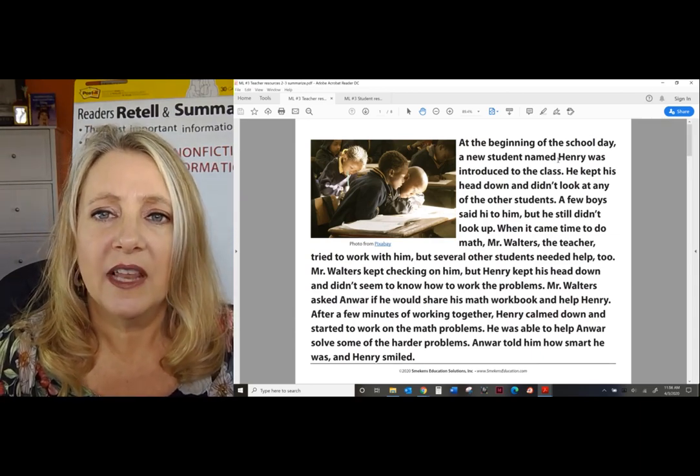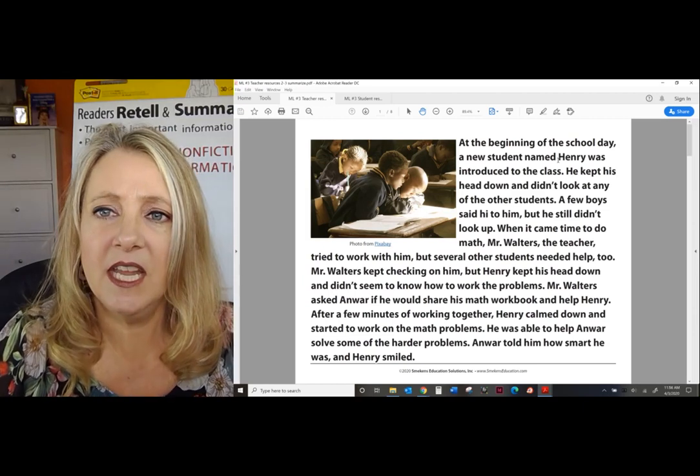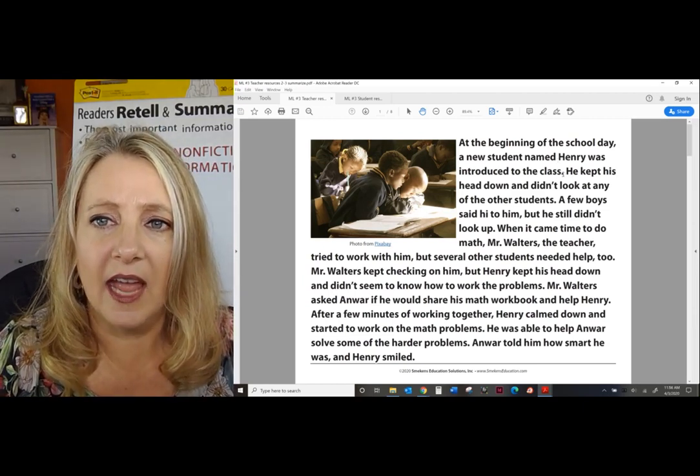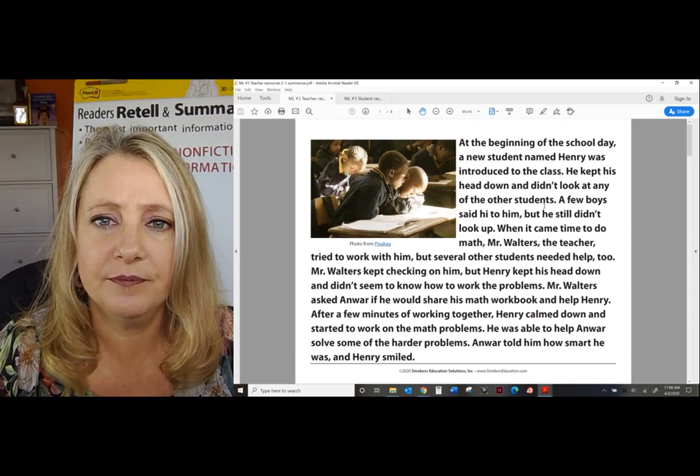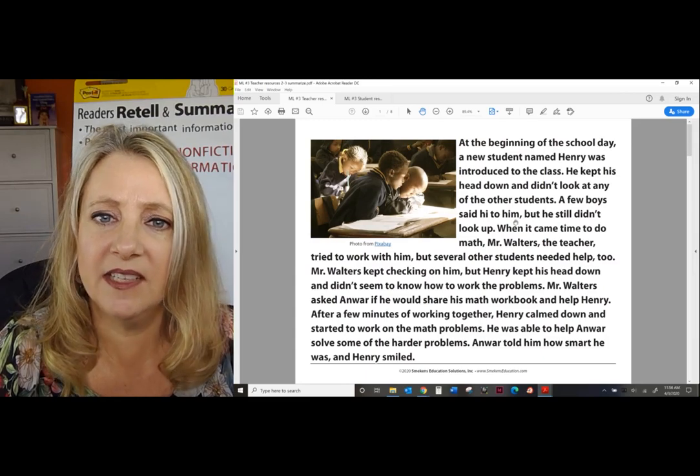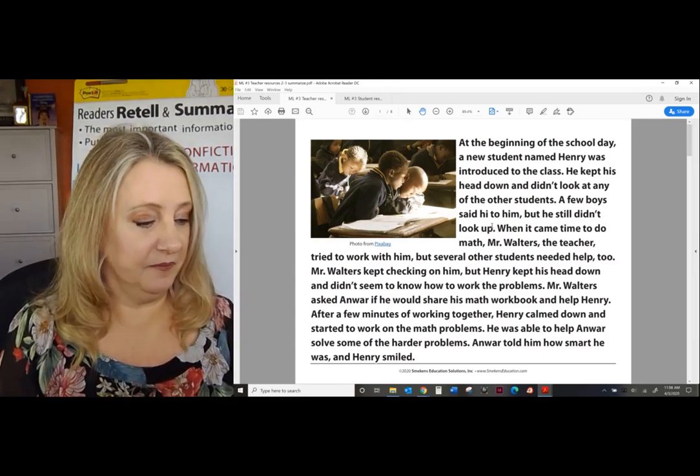A new student named Henry was introduced to the class. He kept his head down and didn't look at any of the other students. A few boys said hi to him, but he still didn't look up. Now, here's the thing. When we do a summary, it doesn't always tell us exactly what the character wanted. Oh, in A Bad Case of Stripes, it did. It told us Camilla wanted to fit in. It actually had the word wanted in the sentence. But this really doesn't. So this is where our thinking voice has to come into play.